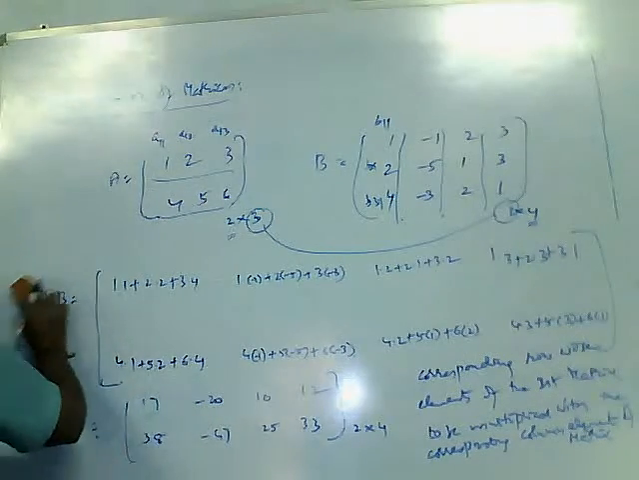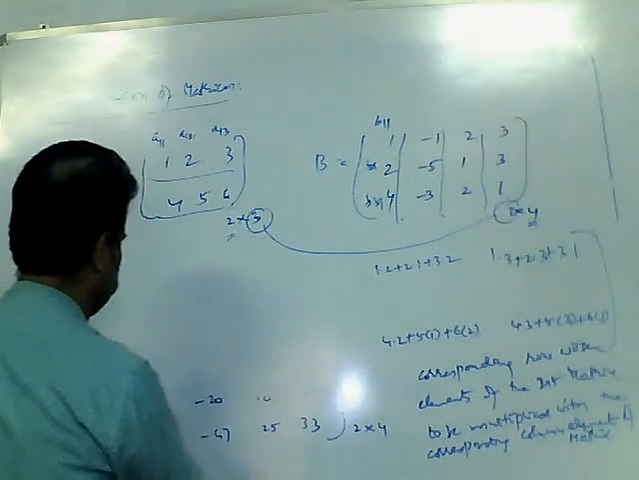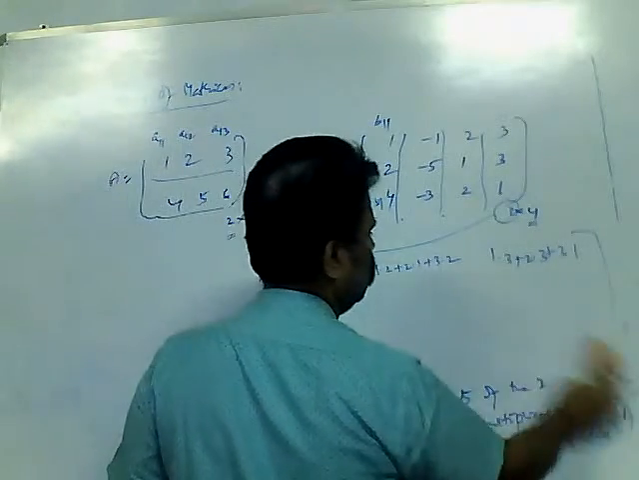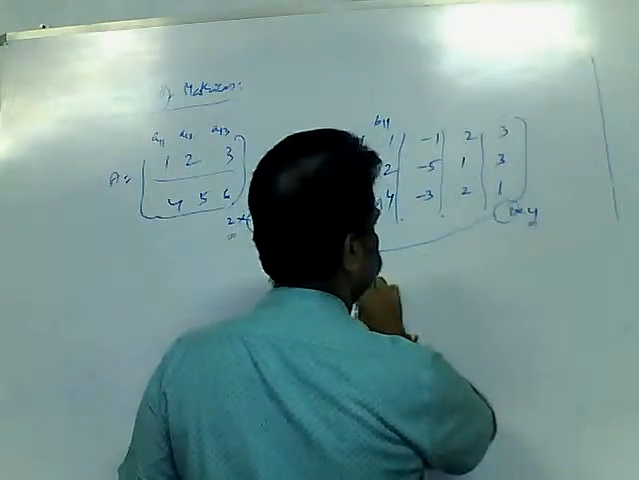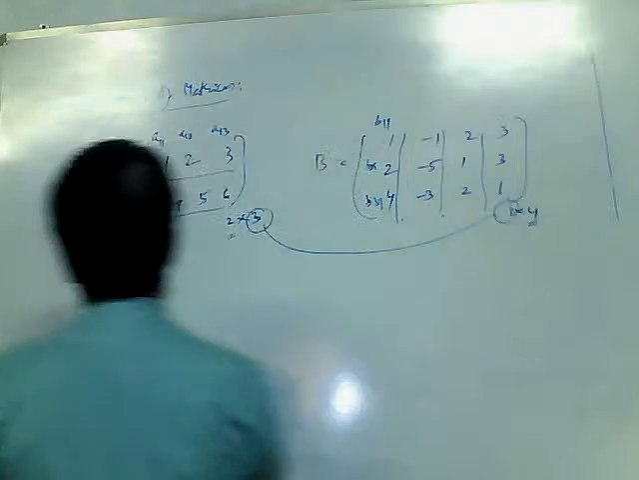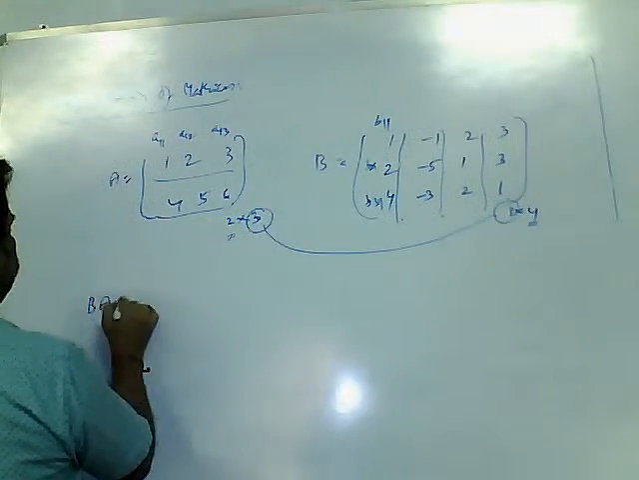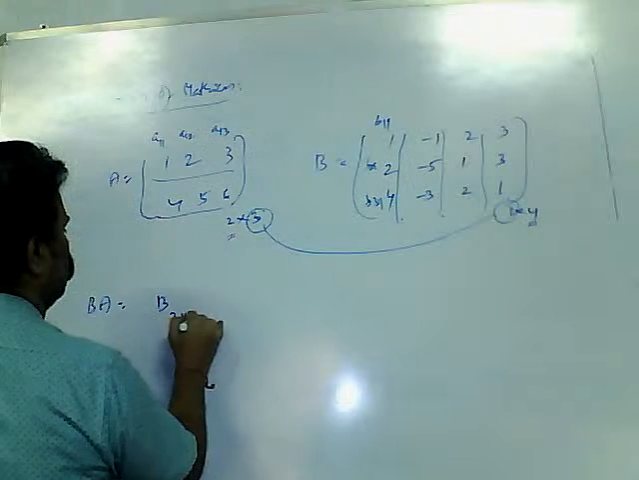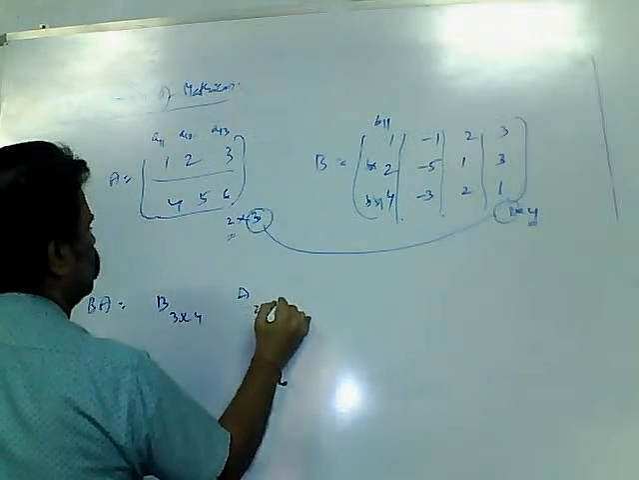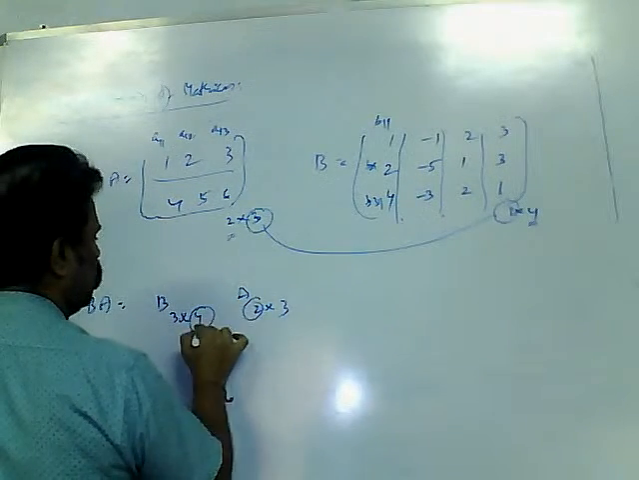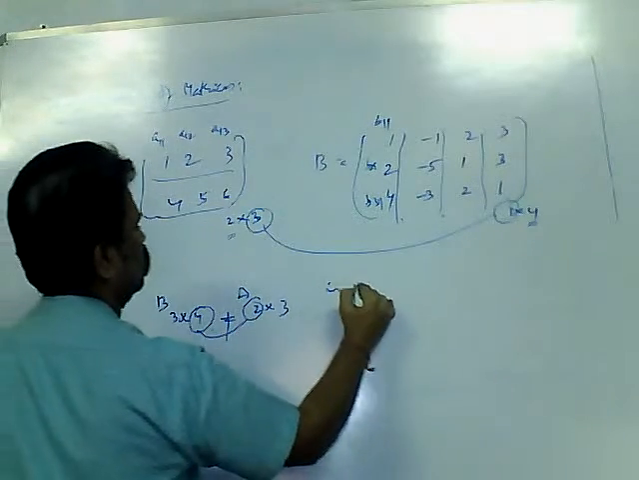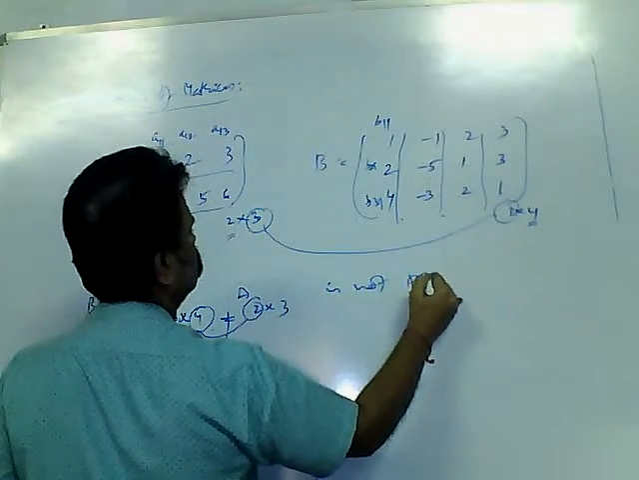Right? Now, I will generalize it. So I want to find BA. B is of the order 3 by 4 and A is of the order 2 by 3. Since 4 and 2 are not equal, BA is not possible. Actually, you have got it.